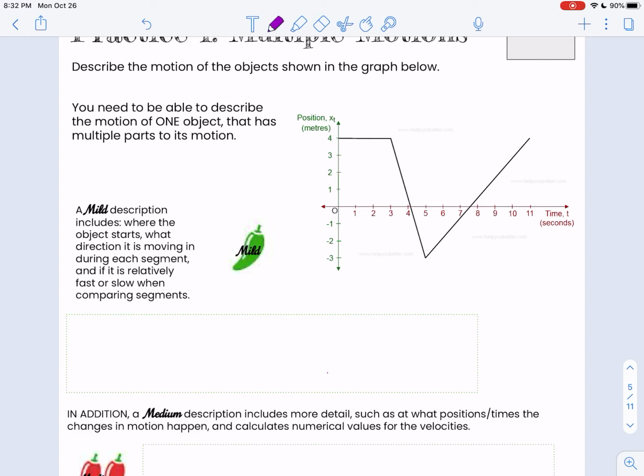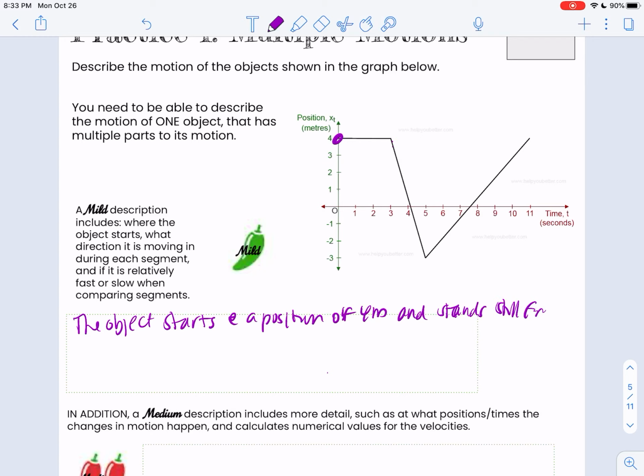All right, so if we want to describe this, we're going to say here, the object starts at a position of 4 meters and stands still for 3 seconds. Okay, so remember when the slope of this line here is a flat line, the slope is 0. That means it's not moving.